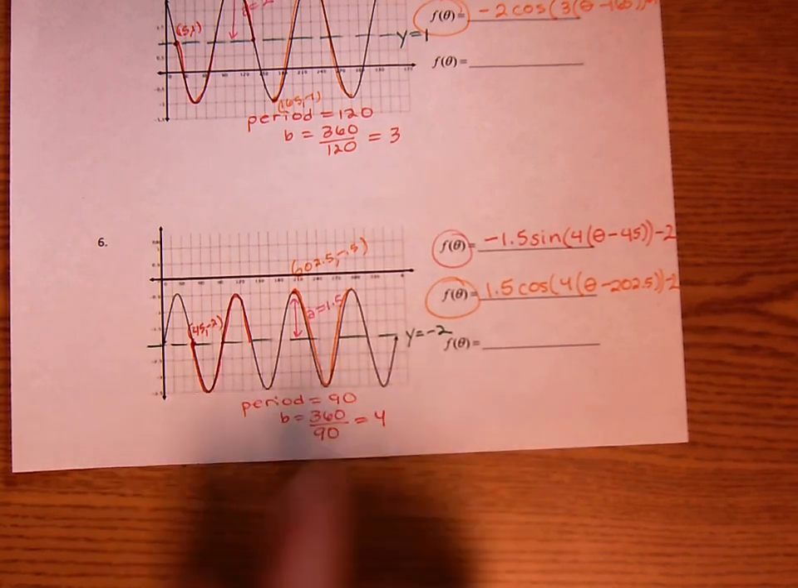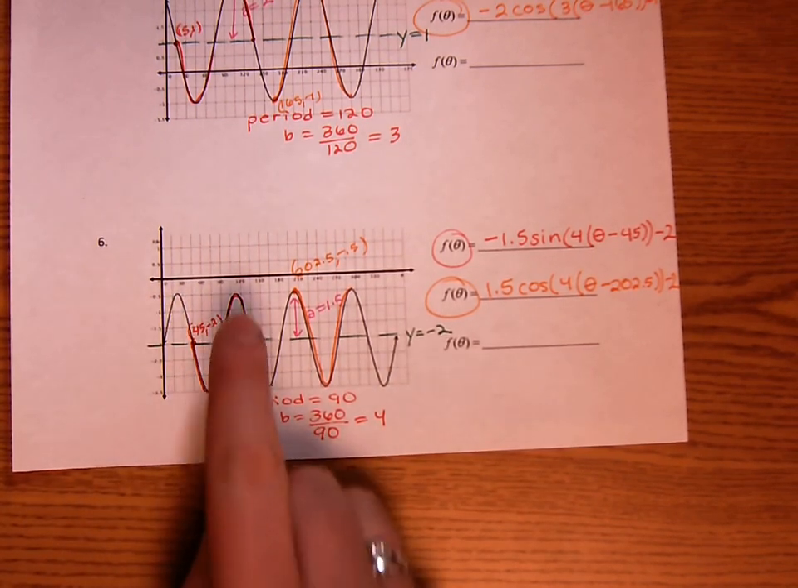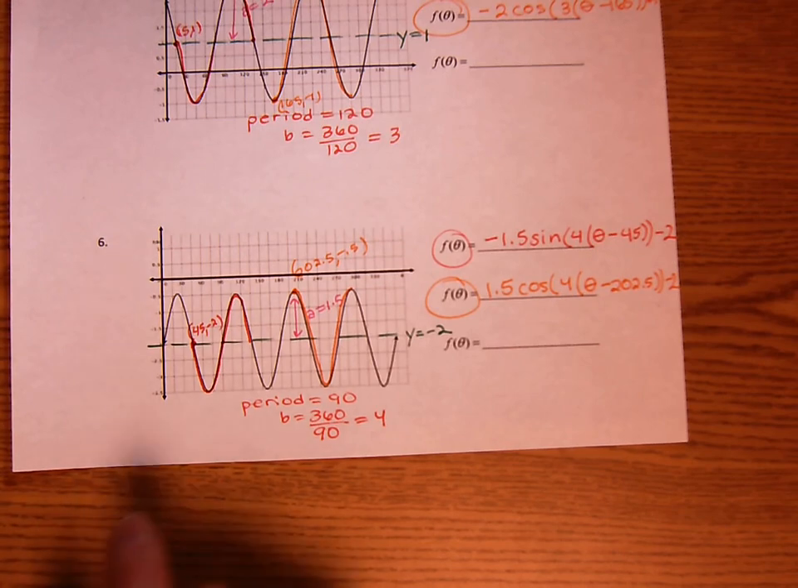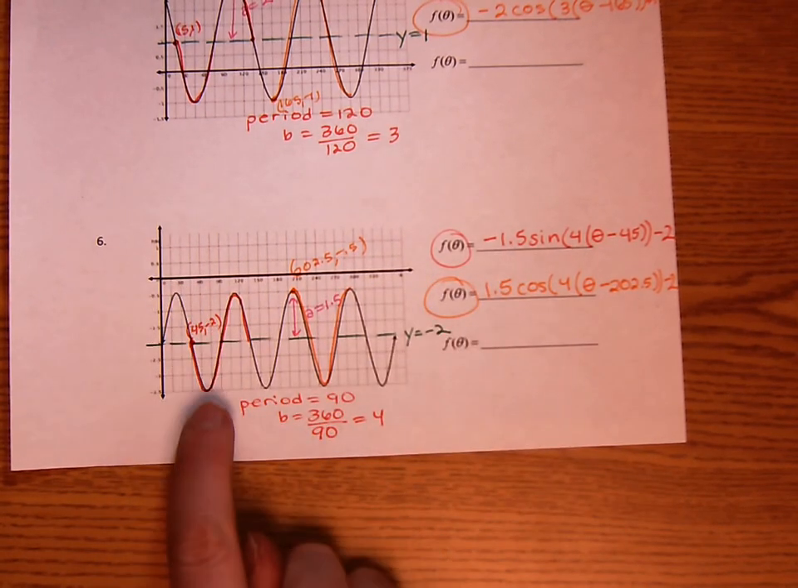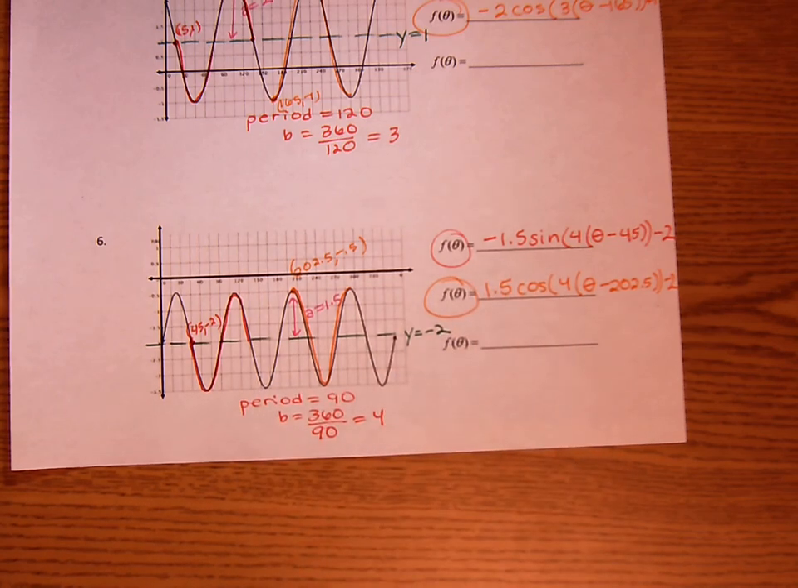And really, these are just sample answers. I really could have started at any key point. And then if I started somewhere on the center line, I have to make sure I use sine. If I started at a relative max or min, I have to make sure I use cosine.